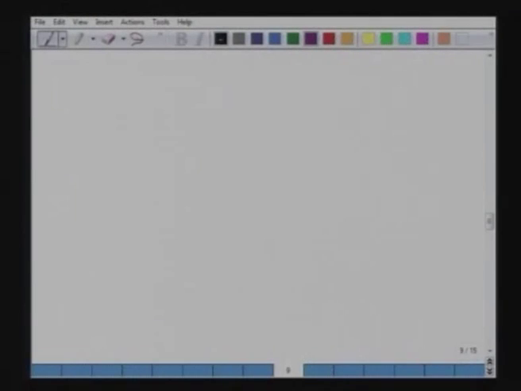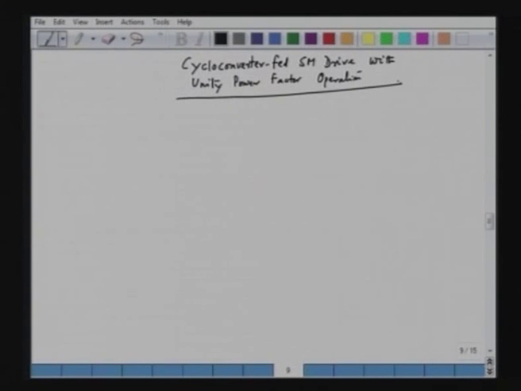So, we can see how we can have a cyclo converter fed synchronous motor drive with unity power factor operation. We can show this in terms of a block diagram and see how we can implement it in practice. So, we have cyclo converters.